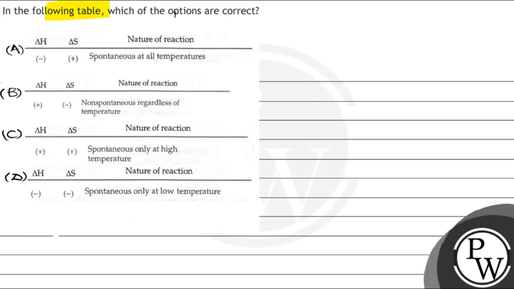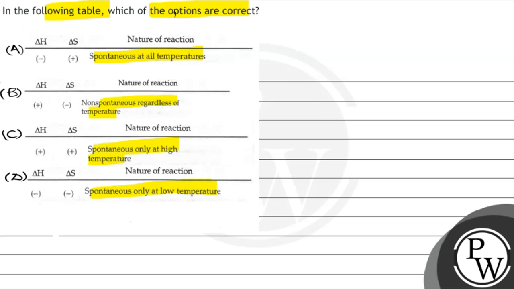In the following table, which of the options are correct? Option A: when delta H is negative and delta S is positive, the reaction is spontaneous at all temperature. Option B: delta H is positive, delta S is negative, non-spontaneous regardless of temperature. Option C: when delta H is positive and delta S is positive, the reaction is spontaneous only at high temperature. And option D: when delta H is negative and delta S is negative, the reaction is spontaneous only at low temperature.